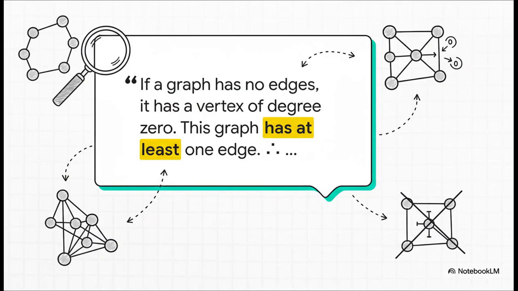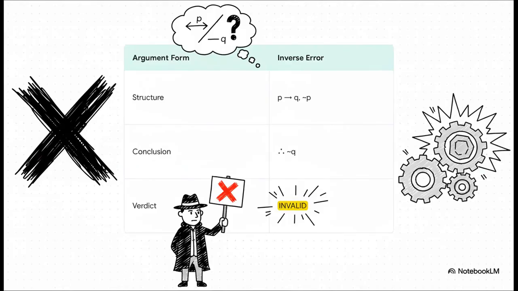All right, detective, on to case file number 3. Now, this one's from graph theory, but don't worry, the logic works exactly the same. Our P is a graph has no edges. Our Q is it has a vertex of degree 0. So if P, then Q. Now, the second statement says this graph has at least one edge, which is just another way of saying not P. And the conclusion? The graph does not have a vertex of degree 0, which is not Q. The verdict is in, and it is invalid.